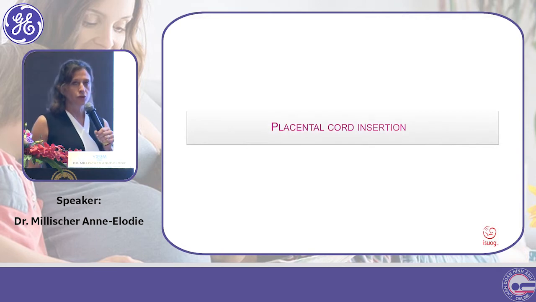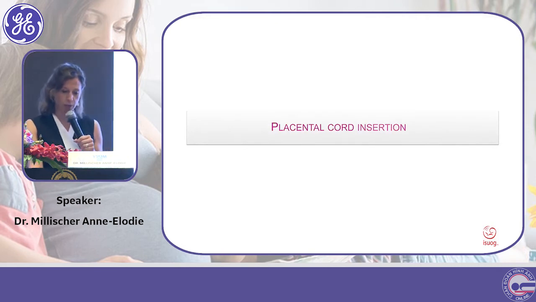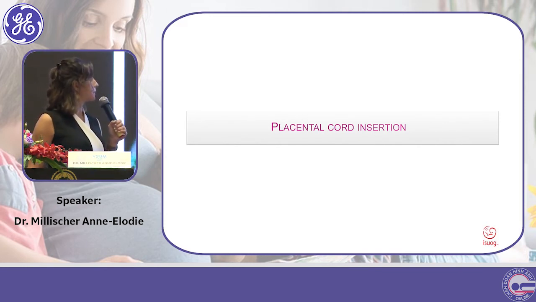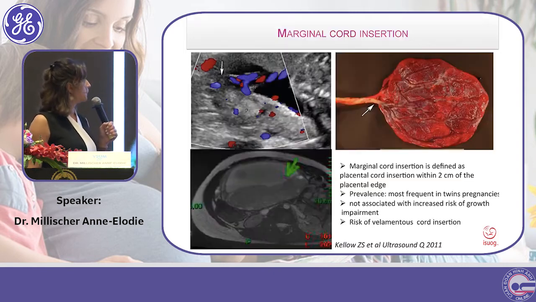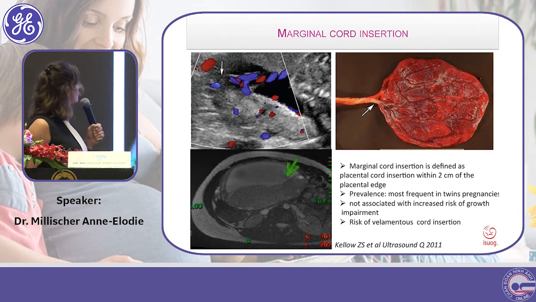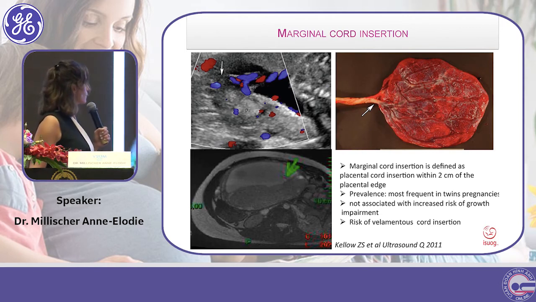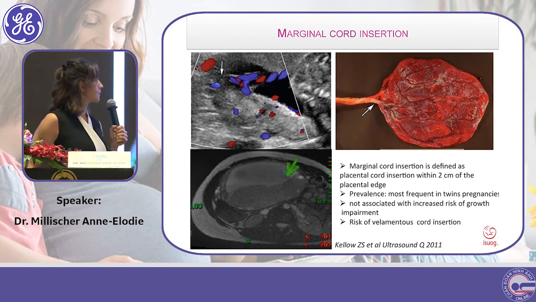Okay. The third point that we have to notice is the chordonal insertion. Cái đặc điểm thứ ba trong hệ thống là mình sẽ xem xét được cái vị trí bám của dây rốn. And particularly when the cord insertion is marginal, which means that the cord insertion is within 2 cm of the placental edge. Cái bất thường đầu tiên là dây rốn bám mép. Dây rốn bám mép được định nghĩa khi mà cái vị trí bám của dây rốn nó trong vòng 2 cm, bắt đầu tính từ cái bờ bánh nhau, từ cái mép bánh nhau.